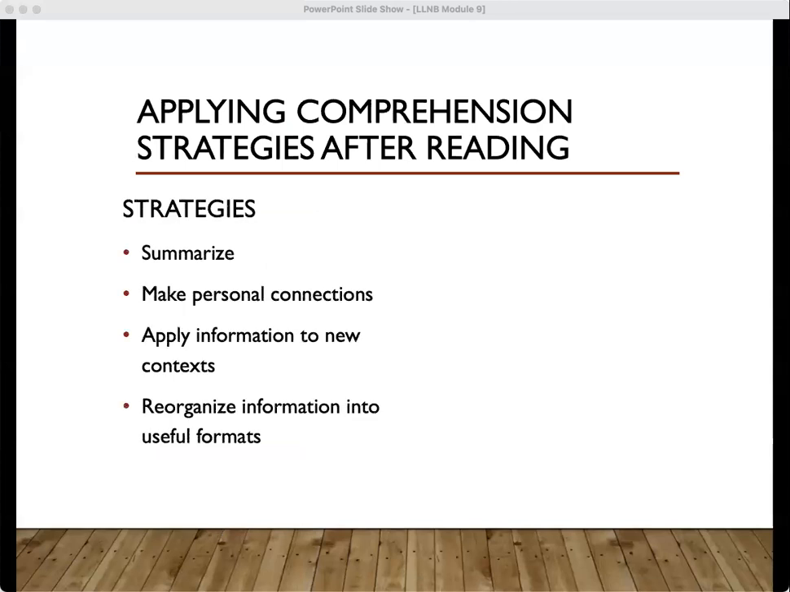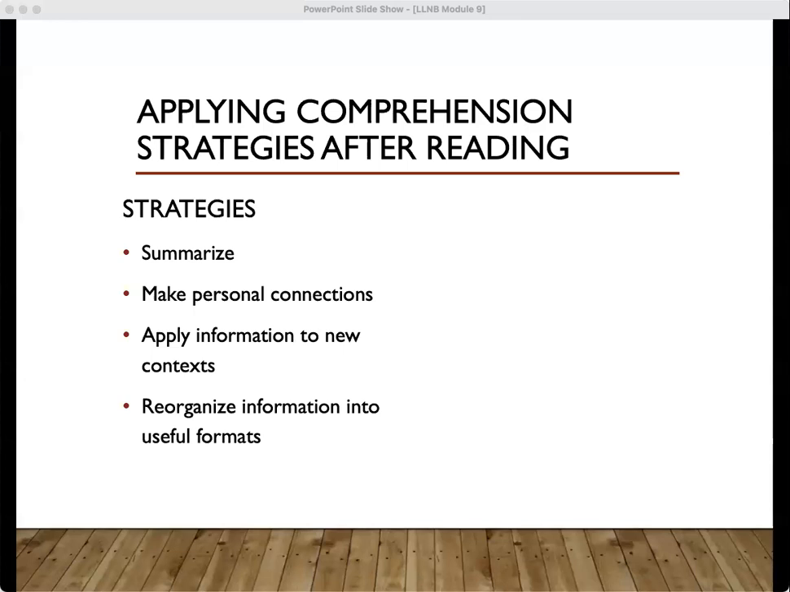Applying comprehension strategies after reading. Here are some strategies that learners can use after they read to ensure they've understood what they just read. One of the most common strategies to teach learners is to summarize what they just read. Maybe learners were summarizing individual parts of the story or the article as they were reading, but now it's time to see if the learner can connect those smaller summaries into a summary of the entire work.